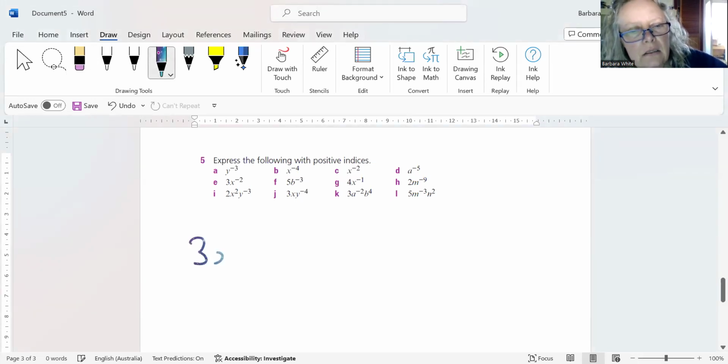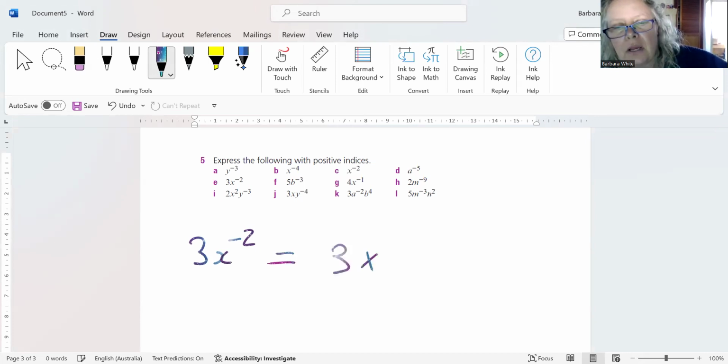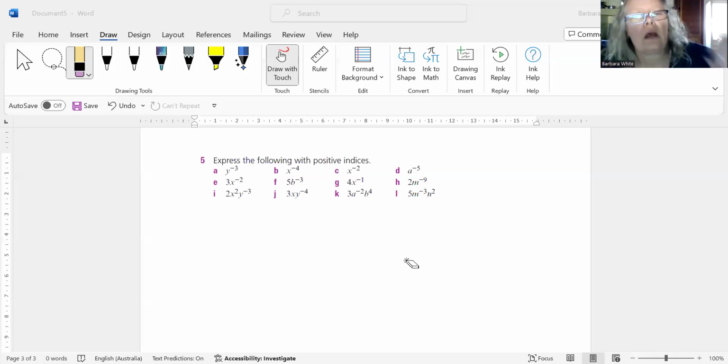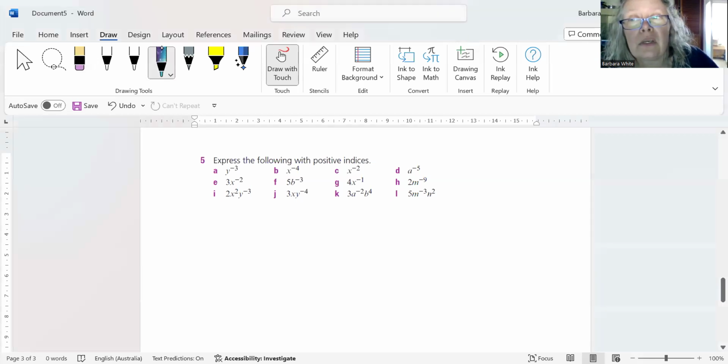The 3x to the power of minus 2 can be written as, let's expand it, right? That is 3 times x to the minus 1 times x to the minus 1. And we can write that as 3 on top of the fraction, because that's nice and positive, divided by x to the power of 2. Okay, next. Let's do that one more time because that is a little bit tricky. Let's do number F.